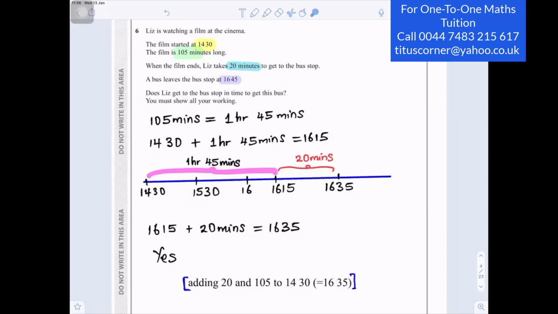But the bus leaves the bus stop at 16:45. So Liz gets there at 16:35, and the bus leaves at 16:45. So 16:35 is before 16:45. So does Liz get to the bus stop in time to get the bus? It's a yes from me. And that's how you do it, showing the work neatly.